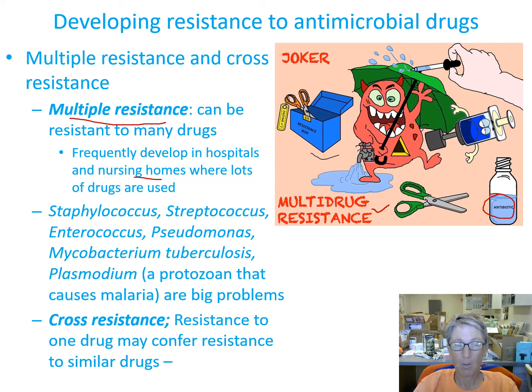Some of the big problems in these places: Staphylococcus, Streptococcus, Enterococcus, Pseudomonas, Mycobacterium tuberculosis, and Plasmodium, that's a protozoa that causes malaria. They're all big problems in hospitals and nursing homes. And then in addition to multiple resistance, if you are a microbe, you could develop cross resistance. So if I'm a microbe, I could be resistant to drug A, but that also may confer resistance to drug B for me. So, woohoo.